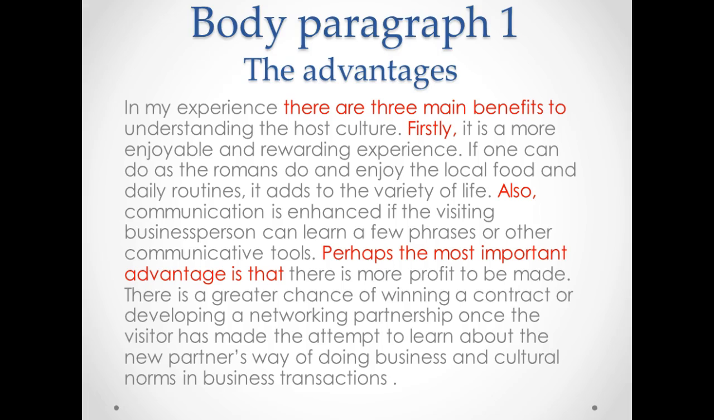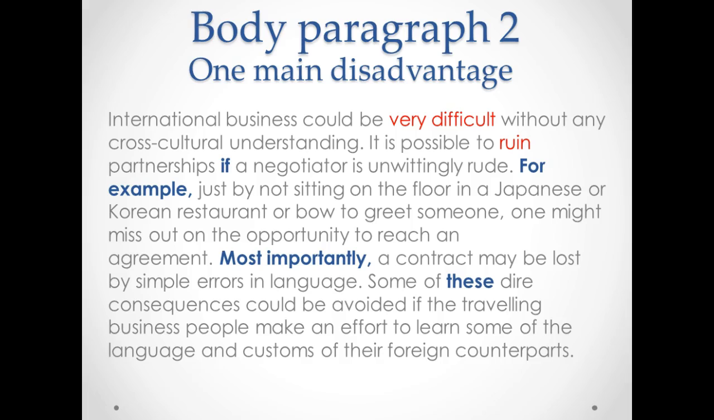This is a very well written body paragraph. The topic sentence tells the reader that this paragraph is only about benefits. And then, because there are 3, we've got good linking words, very simple. Firstly, also, and perhaps the most important advantage is that. I'm sure you can write like that too. Now, what does body paragraph 2 need to be about? That's right, one main disadvantage.